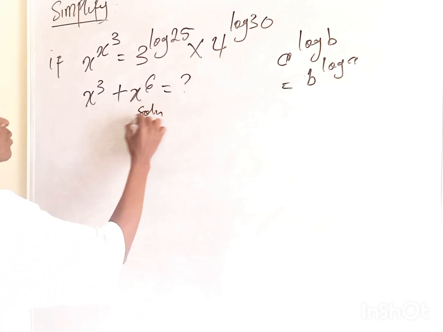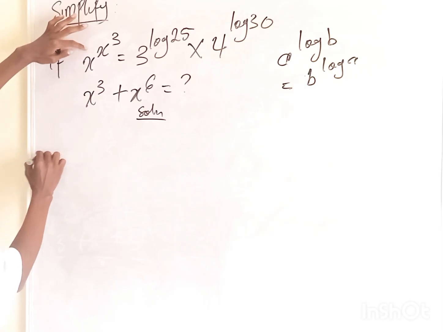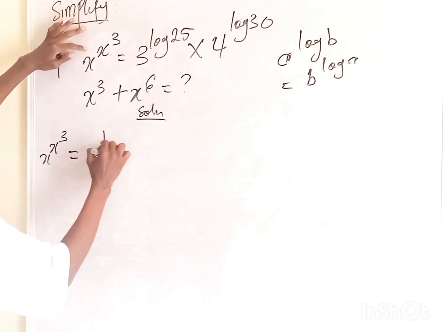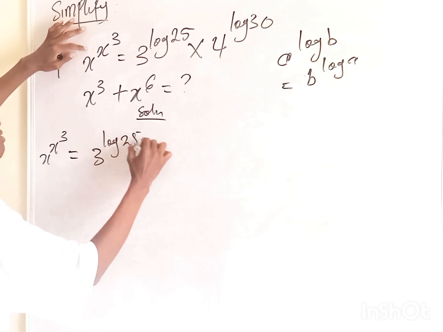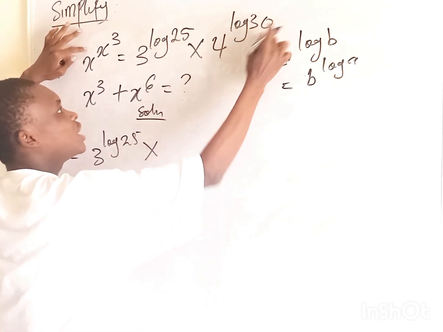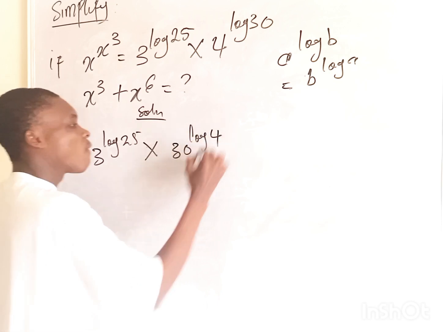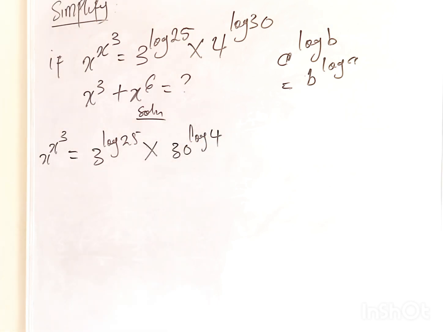What shall we do? So here becomes x to power 3 equals 3 log 25 times, these two, they interchange. When they interchange, what happens? They become 30 to power log 4. That's the first step.